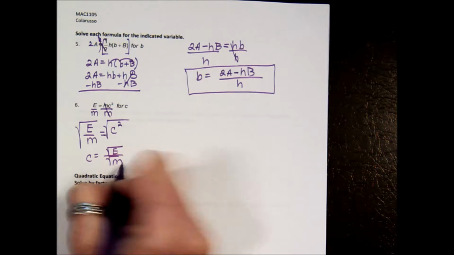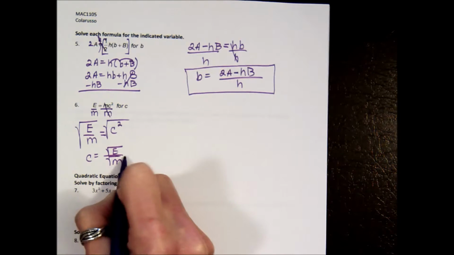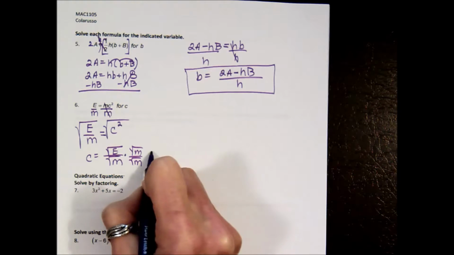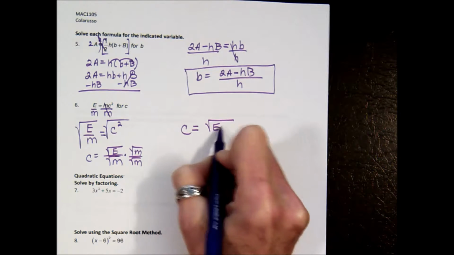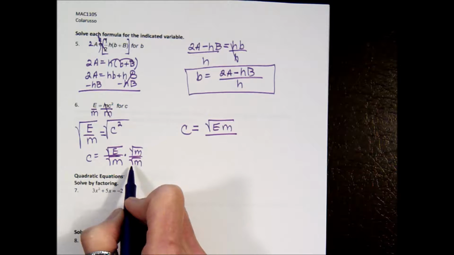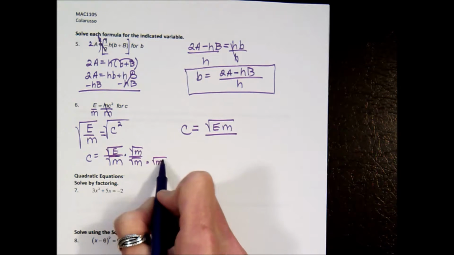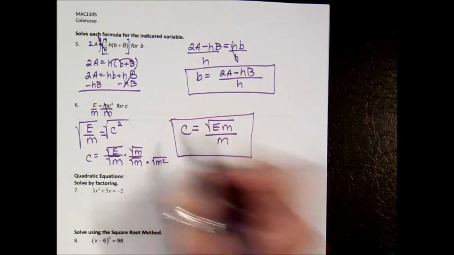Now think about why we're not finished here. Because I have a radical in the denominator, I have to rationalize that denominator, and that gives me c equals square root of em over these two multiplied together. Square root of m times square root of m is square root of m squared, which is just m. And so you have gotten rid of the radical in the denominator.